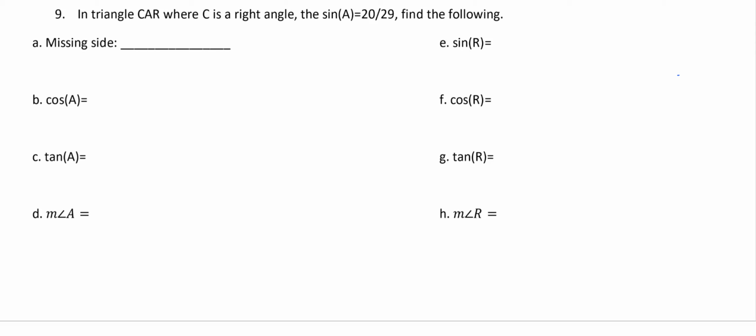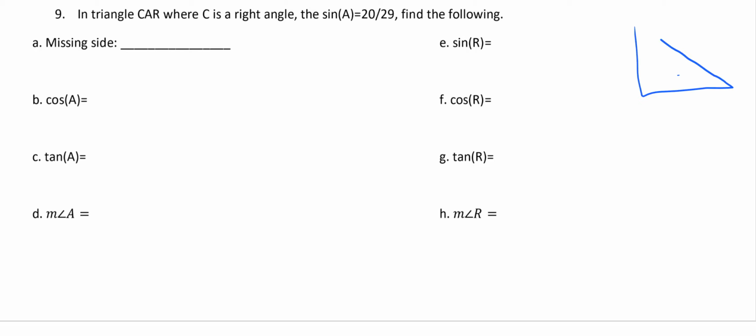Alright guys, last problem on the review, number 9. It says in triangle CAR, where C is a right angle, the sine of A is 20 over 29. Find the following. Alright, so let's first get a picture drawn here. Makes the whole problem a whole lot easier to do.